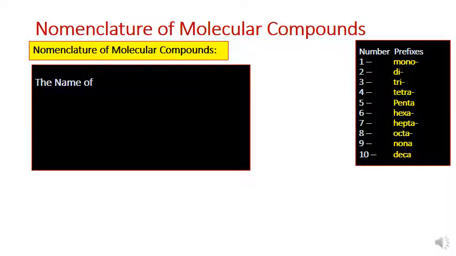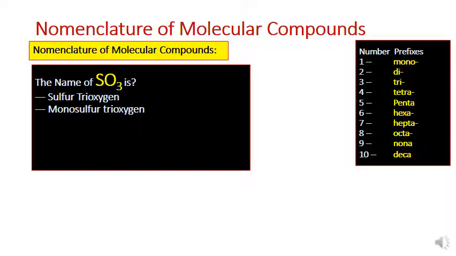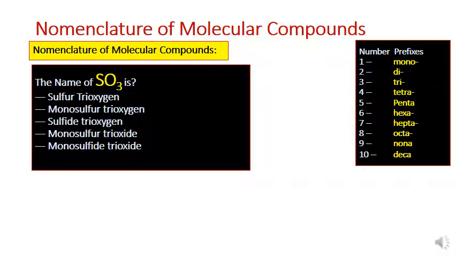The name of SO3 is what? This is our question. The first option is sulfur trioxygen. The second one is monosulfur trioxygen. The third one is sulfide trioxygen. The fourth one is monosulfur trioxide. The last one is monosulfide trioxide or sulfur trioxide. Those are the options we have. So which name is correct?